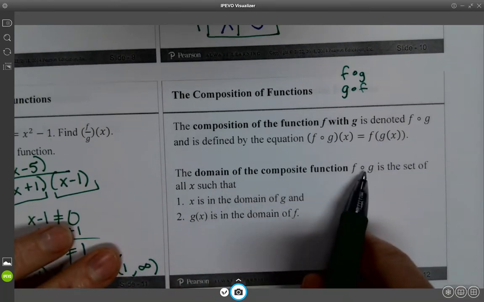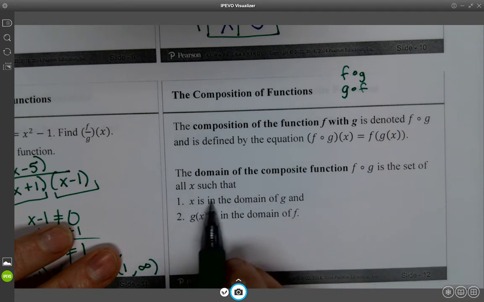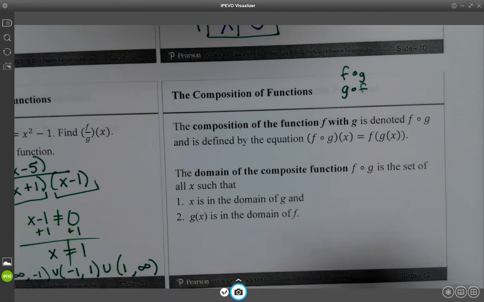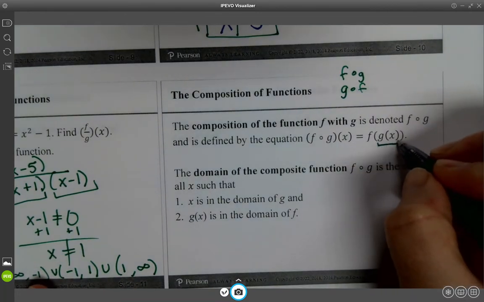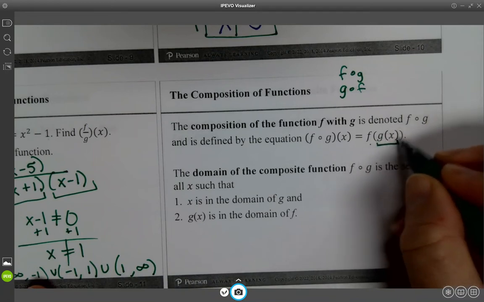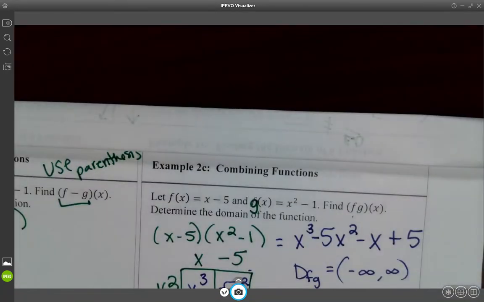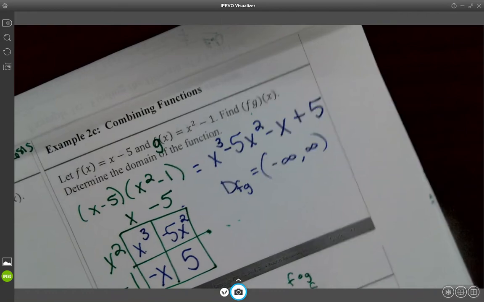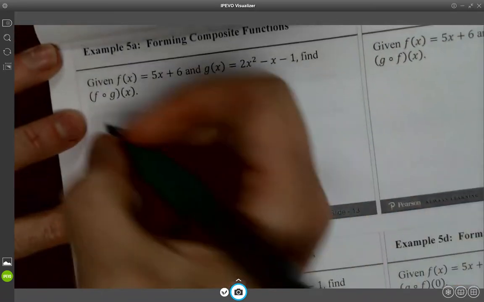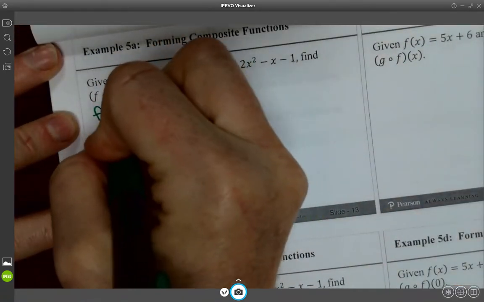So the domain of f composite g is the set of x that's in the domain of g, where g of x is in the domain of f. So we are going to plug in a function in for x. Instead of saying f of x, we're saying f of g of x. Alright, so let's do some examples of that. Alright, so f composite g means f of g of x.